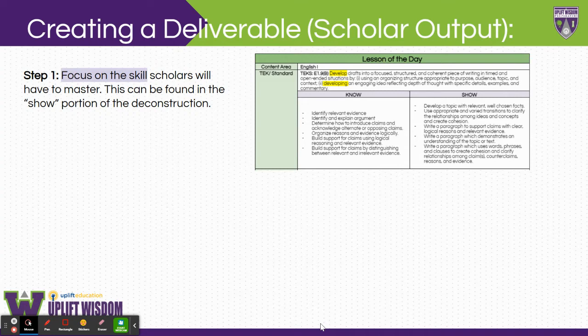I'm not going to be able to. So I deconstructed this TEK. I wrote down the things that scholars need to know. This is what we did last week. And I wrote down the things they need to show to be able to know that. So the skills, yes. So my idea when you say no, right, is based off not beforehand what they know, but based off this TEK. You can do both.